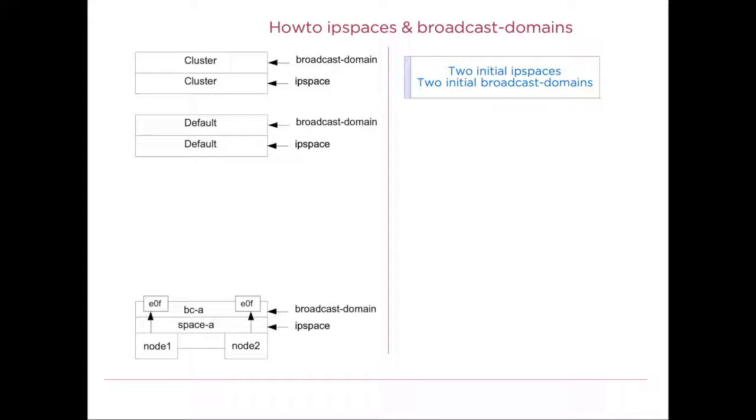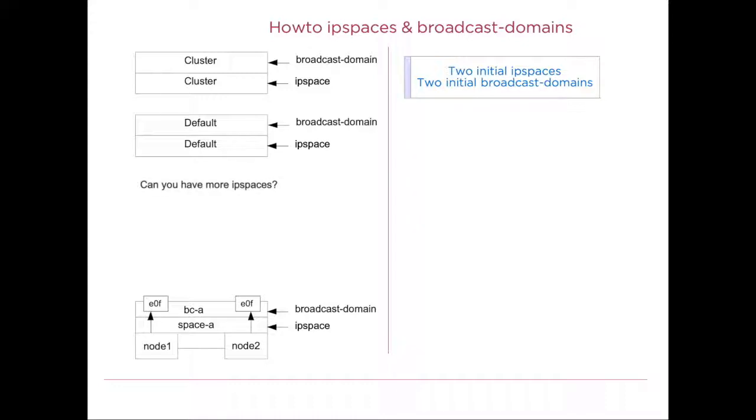The other IP space is the default IP space with the default broadcast domain. All other ports in your cluster will be in the default broadcast domain by default. You can add new broadcast domains to the default IP space and create VLAN collections and other ports in new broadcast domains if you like.